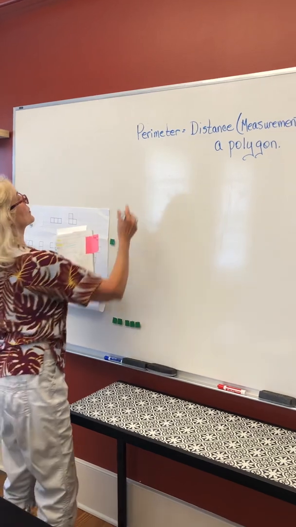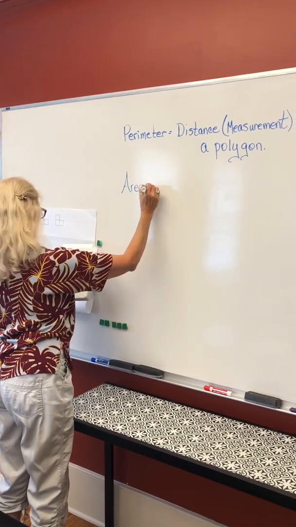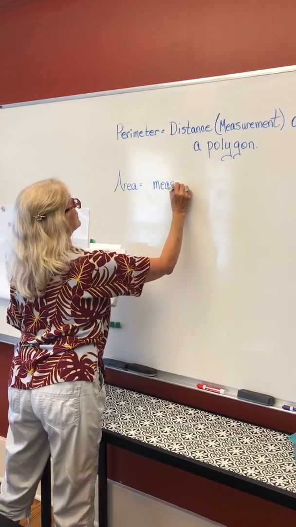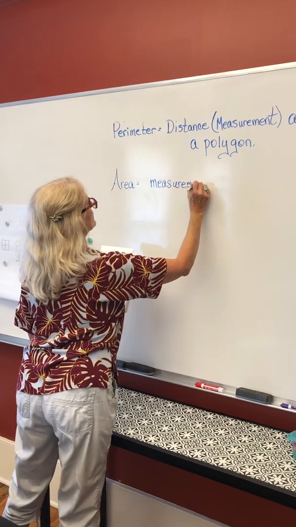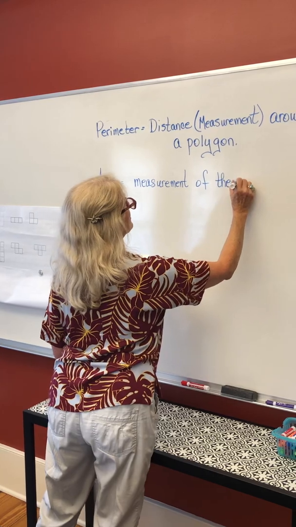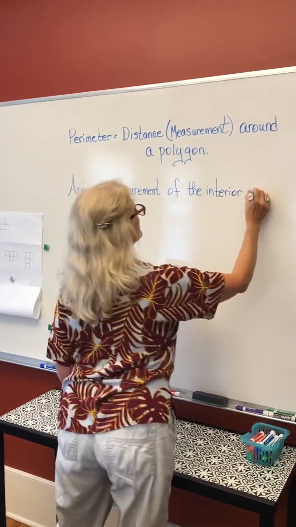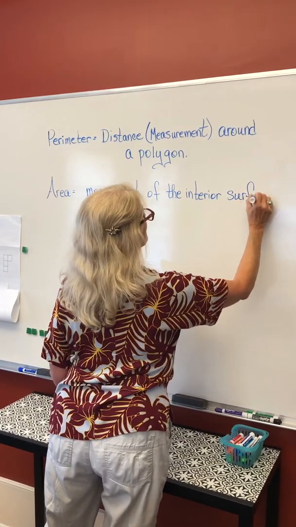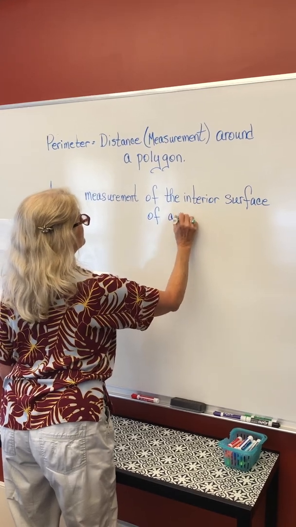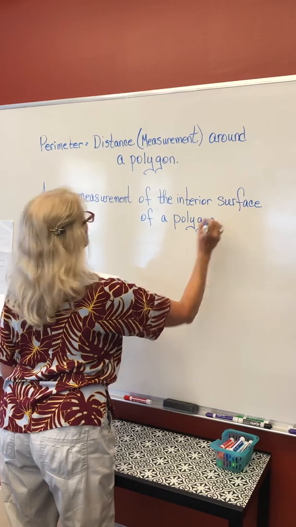So we also want to talk about area. Area is the measurement of the interior surface of a polygon. So again, these are two-dimensional figures we're talking about, okay?